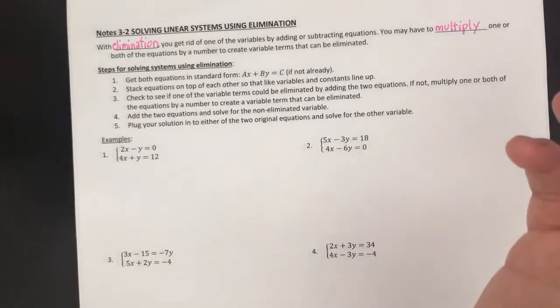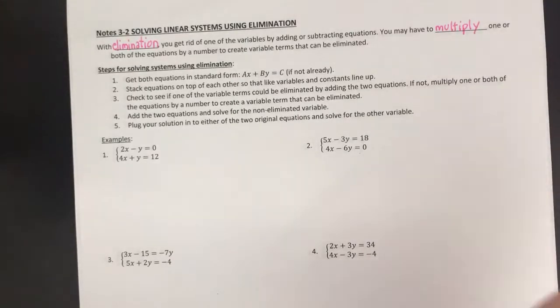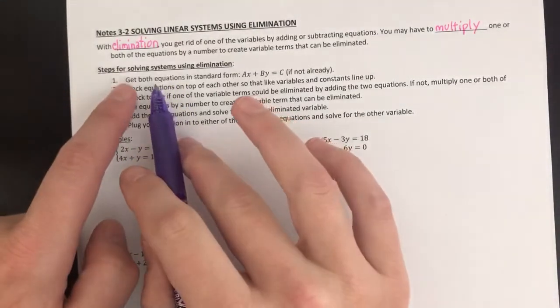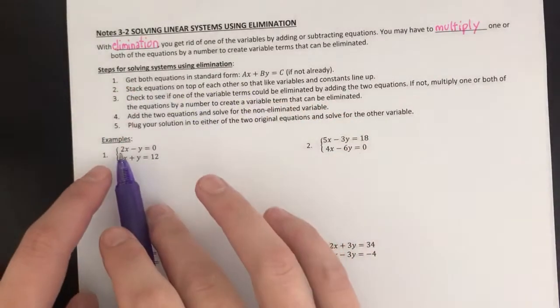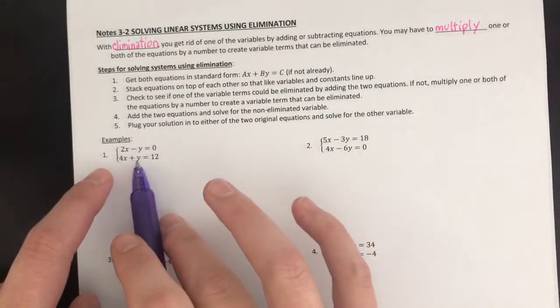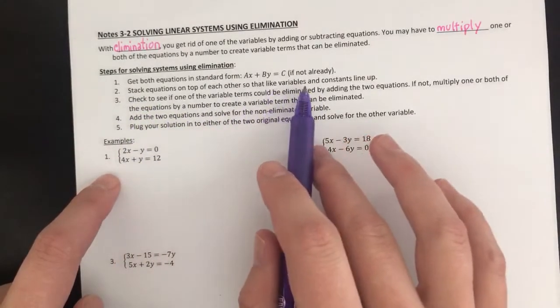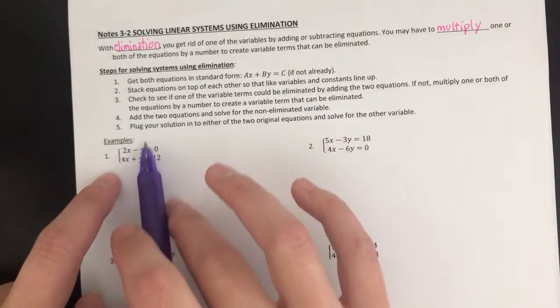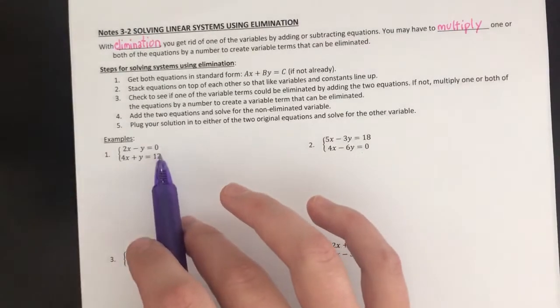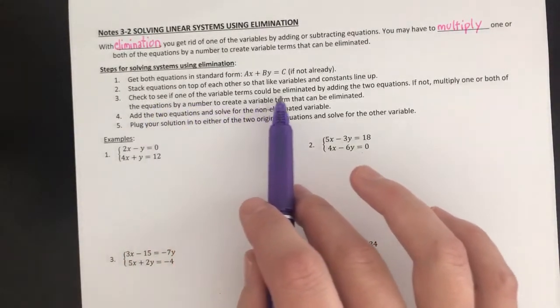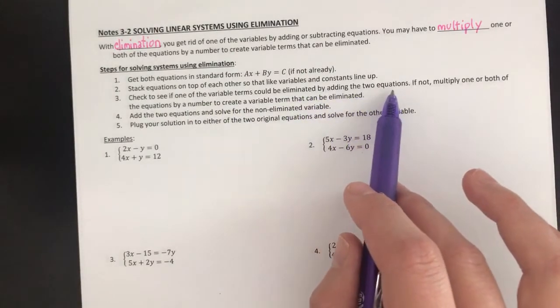Remember, when we're finding a solution to a system of equations, we're looking for a coordinate, so both an x and a y value. So look at number 1. Let's start. Are both equations in standard form, ax plus by equals c? Yes. Are the equations stacked on top of each other so that like variables, x's, y's, and constants line up? Yes.